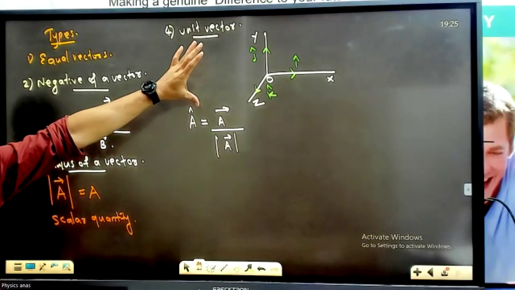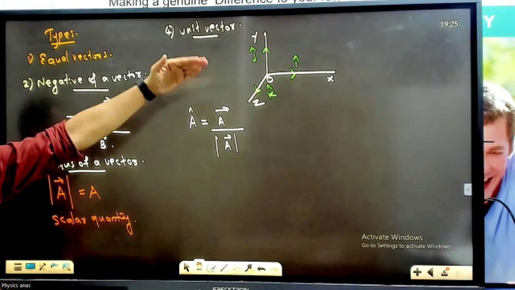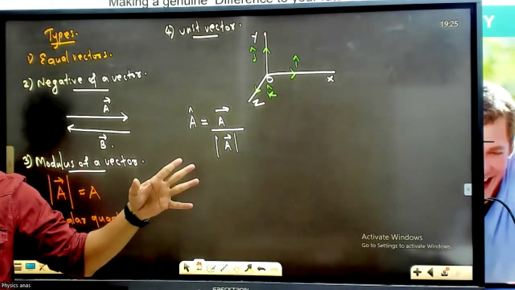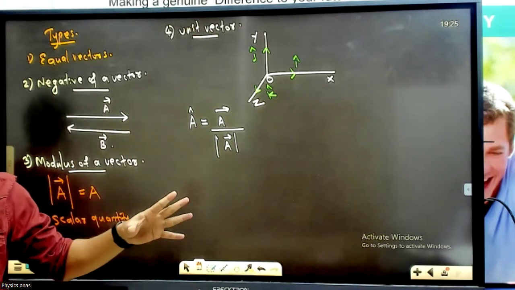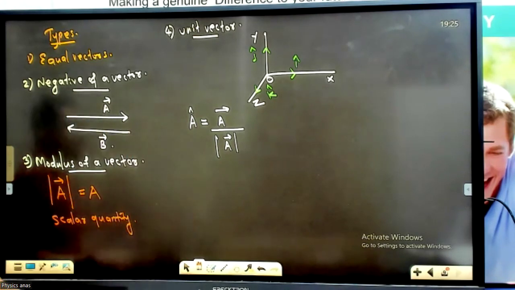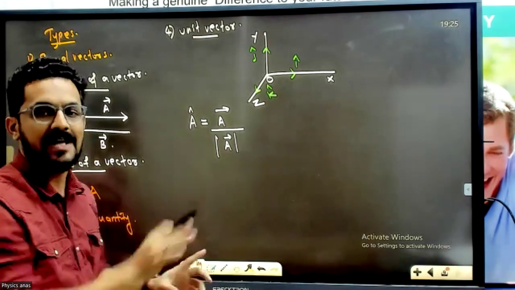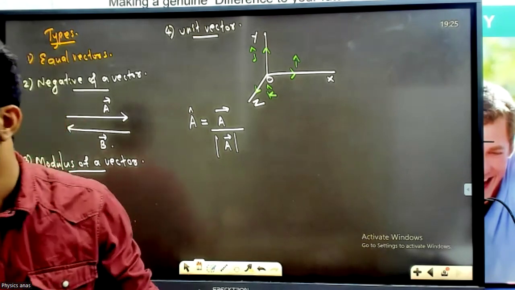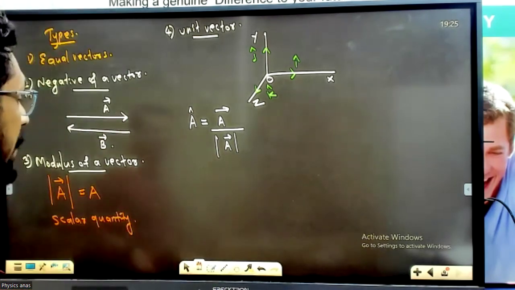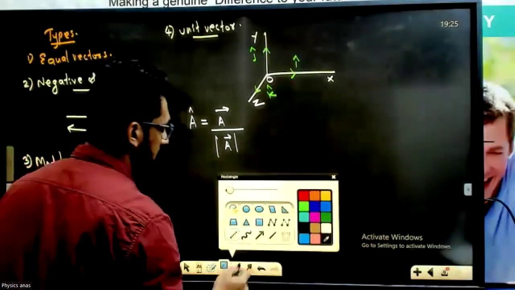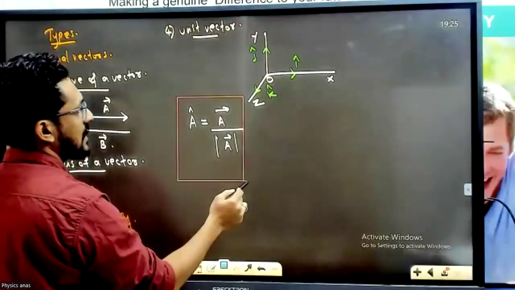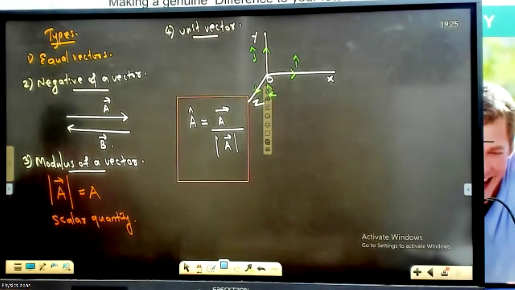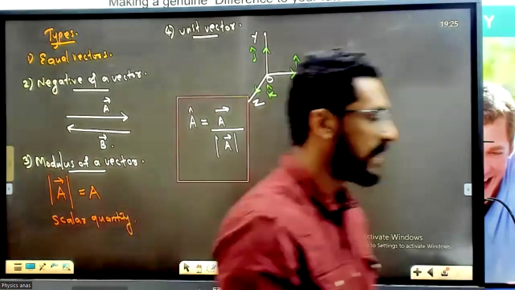Vector A has a direction. Divided by the magnitude of vector A, what will happen? The magnitude is gone. The magnitude is now just 1, and you are left with only a direction. That's the unit vector. You got it? So you can find the value of the unit vector with this equation: A cap is equal to vector A divided by the magnitude of vector A.